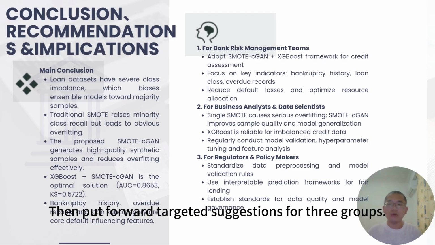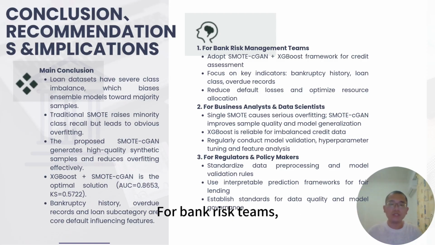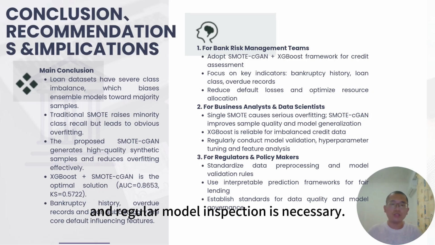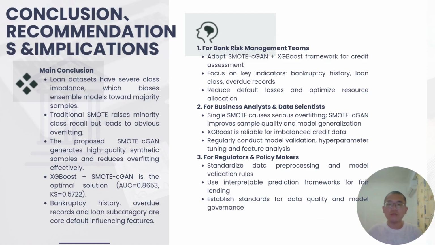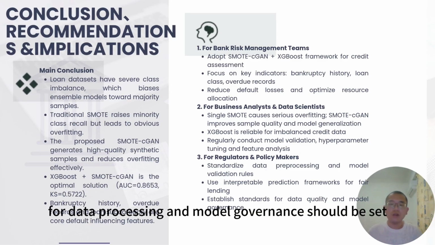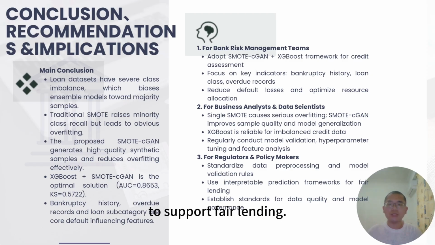Then, put forward targeted suggestions for 3 groups. For bank risk teams, they can apply the prediction framework and focus on critical credit features to cut losses. For data practitioners, SMOTE-CGAN delivers better generalization and regular model inspection is necessary. For regulators, unified standards for data processing and model governance should be set to support fair lending.